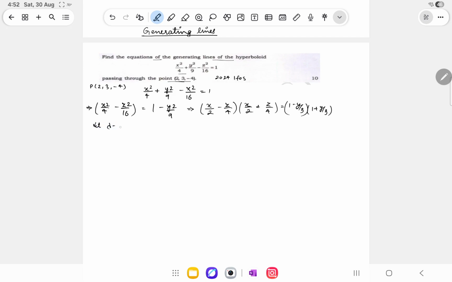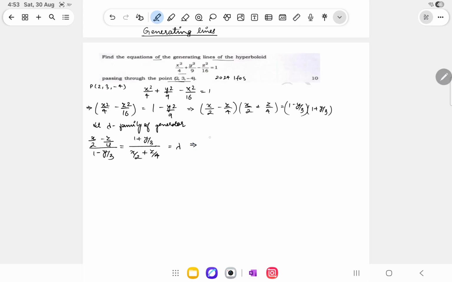So let the lambda family of generators be: I can write the above equation as (x/2 - z/4)/(1 - y/3) = (1 + y/3)/(x/2 + z/4). And I can equate it with some constant lambda to find two equations of planes whose intersection will basically give me the equation of the generating line.